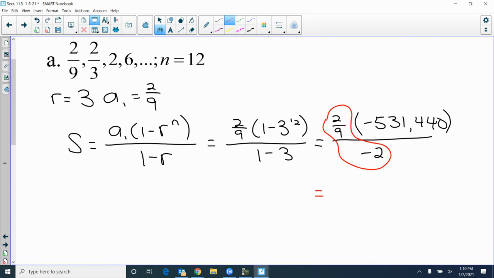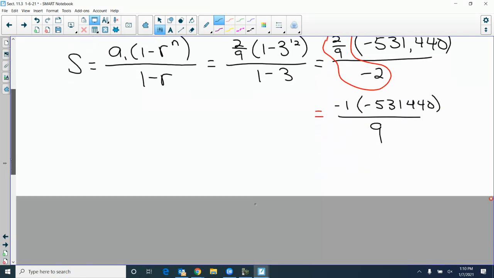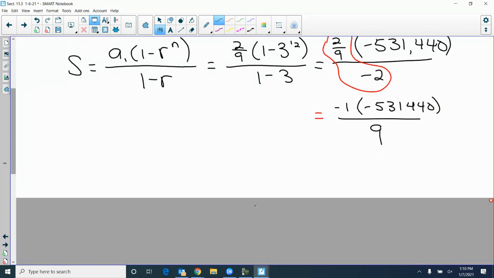Negative 1/9 just means I'm going to have a 9 in the denominator, negative 1 at the top, negative 531,440 over 9. Will that reduce any more? Will anything go into both the numerator and denominator? Well, there's only 2 choices. It's only a 3 or a 9. Will a 3 or a 9 go in the numerator? Test it on your calculator if you're not sure. And I got a negative times a negative, so in the end it's going to be positive.